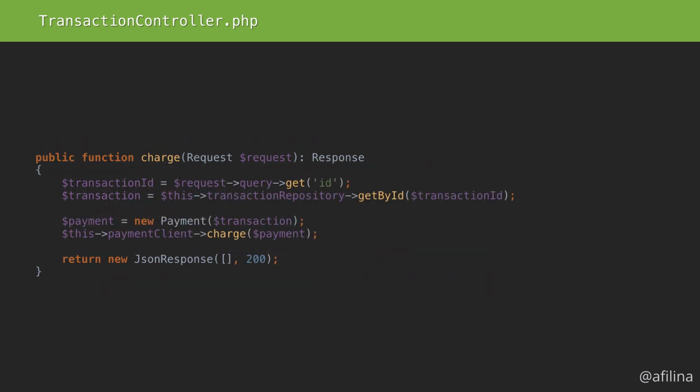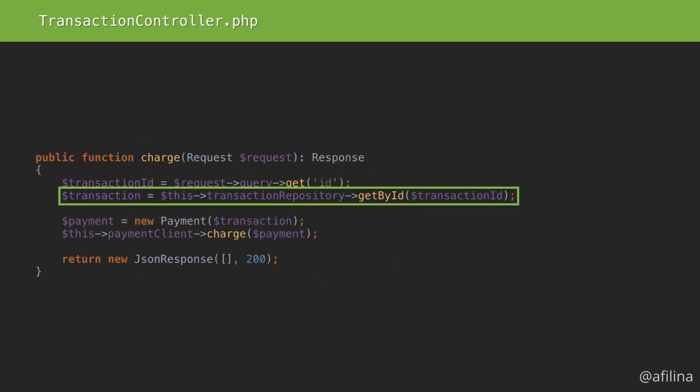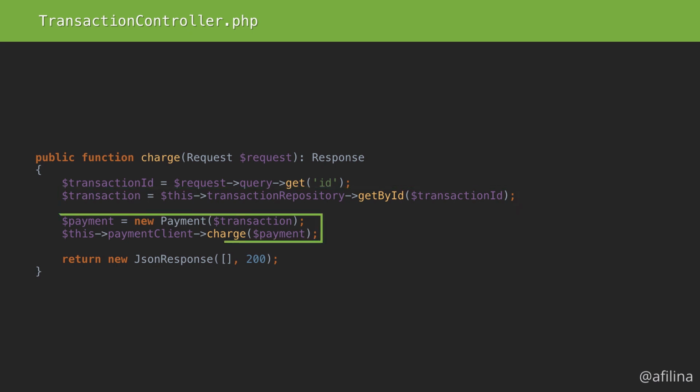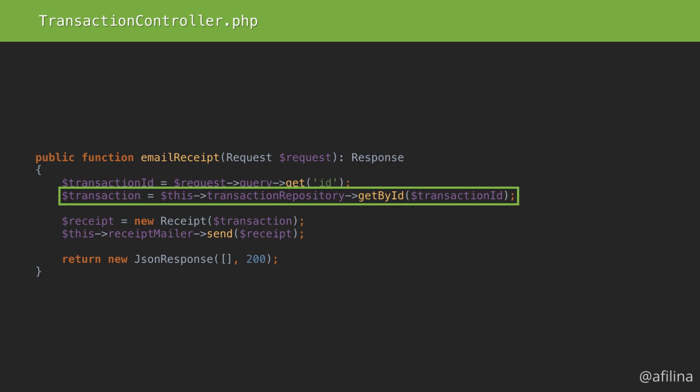We get the transaction object from the repository by providing a transaction ID. We then convert that transaction into a payment object. Again, we're controlling the amount of information that we pass to the payment client. That class should not concern itself with things like products. It should only care about the amount to charge and to what credit card to charge it. Now onto the email receipt method. Once more, we get a transaction from the repository.